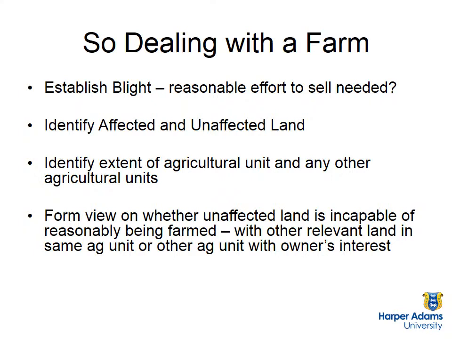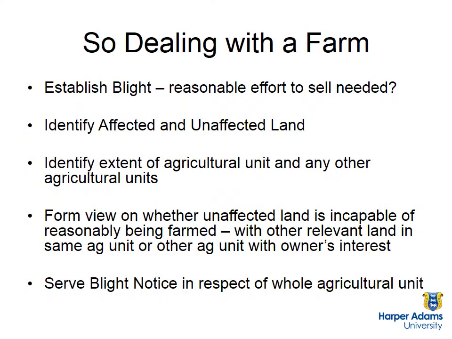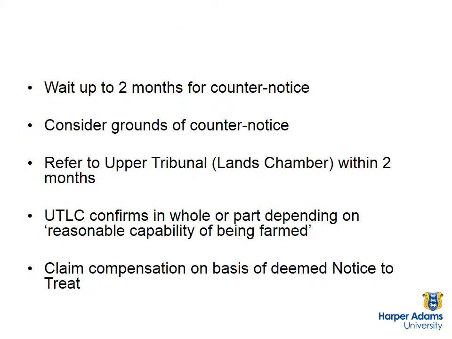Then we must form a view on whether the unaffected land is incapable of reasonably being farmed, and that's with regard to other relevant land in the same agricultural unit or another one where the same farmer has an owner's interest. Having got this far, we then serve a blight notice in respect of the whole of the agricultural unit that we have identified. Having done that, we wait for up to 2 months to see if we get a counter notice. If we do get a counter notice, having considered the grounds of it, we refer the whole thing to the upper tribunal within 2 further months from receiving the counter notice. The upper tribunal lands chamber will then confirm the whole or part of the blight notice, depending on whether the unaffected land is or is not reasonably capable of being farmed. If we get this far successfully, we can then claim compensation on the basis of the deemed notice to treat, which follows the confirmation or acceptance of a blight notice.